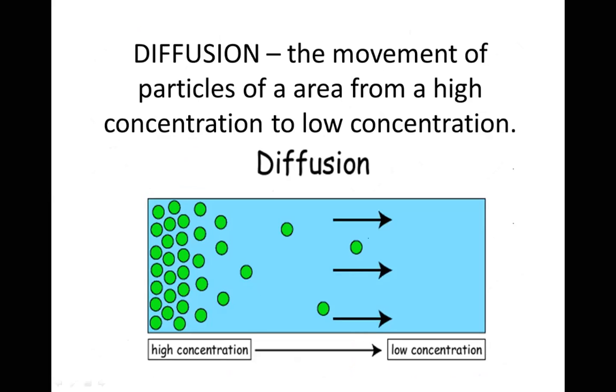High concentration is where more molecules are present, and low concentration is where there are very few. So everyone's clear with this? The movement of particles from an area of higher concentration to an area of lower concentration is called diffusion.